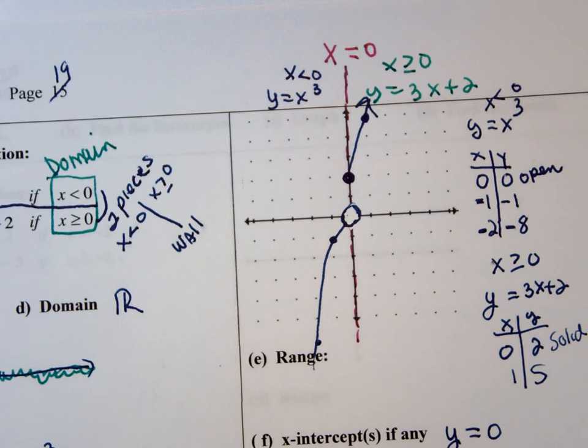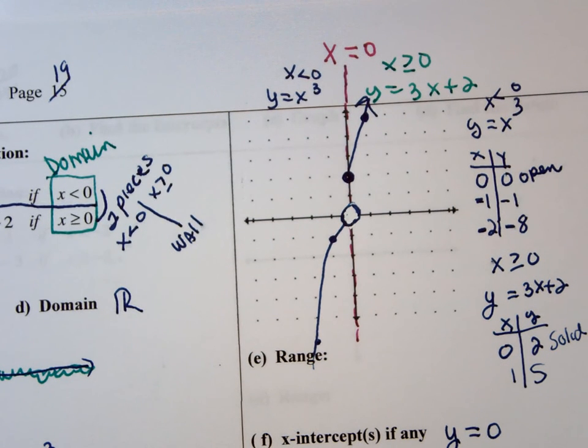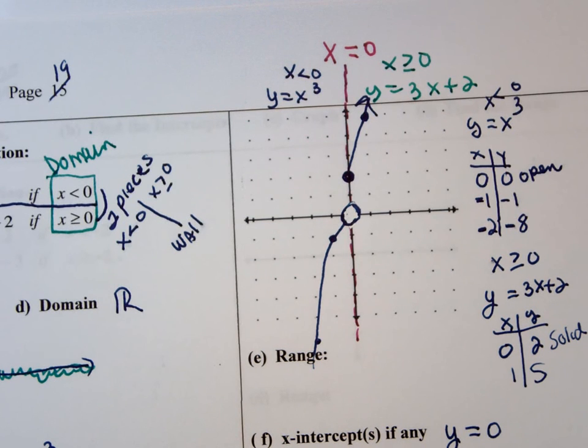First thing you want to do when you're doing a piecewise graph is put in the wall so you know, and then mark which graph goes where. And it's one piece of graph paper, 2 graphs.